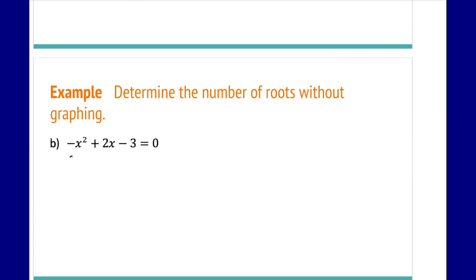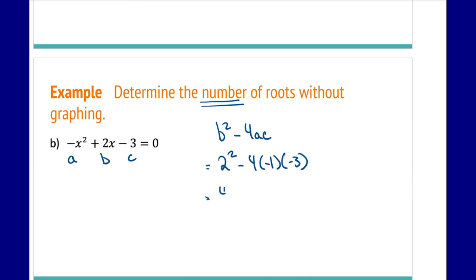For B, same idea. Find your a, b, and c values as if you would be going through and using the quadratic formula, except because we only want the number of roots, we're going to be using just the discriminant, just the part underneath the square root. So we have 2 squared minus 4 times negative 1 times negative 3. So 4 minus 12, which gives us negative 8.